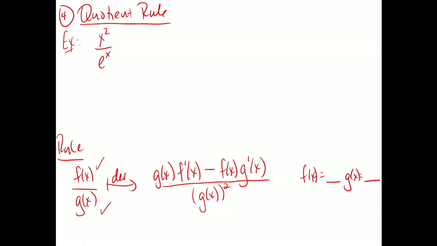And the good news is, again, it's pretty much a no-brainer, right? Whatever you see in the top of the fraction, that's f of x. And whatever you see in the bottom of the fraction, that's g of x. So it's pretty hard to get that wrong, I think.